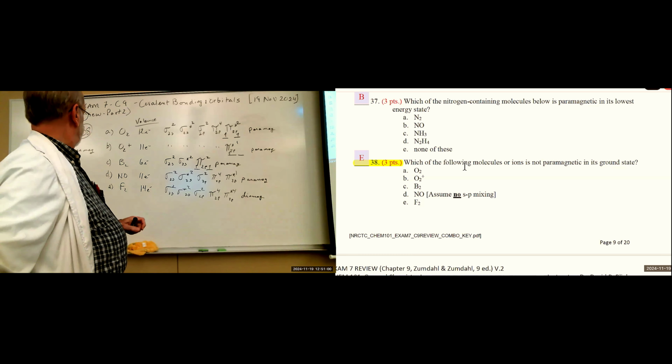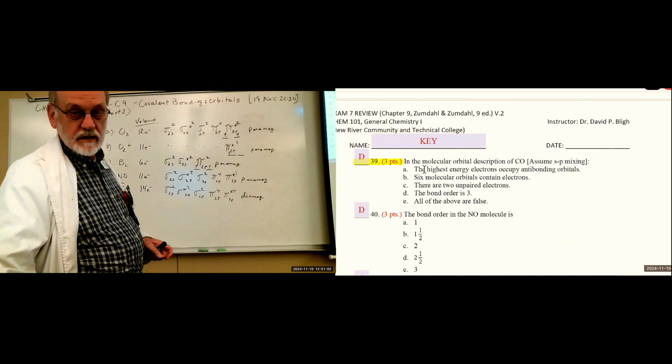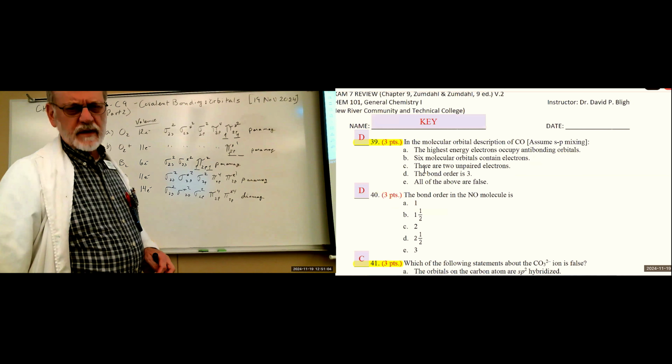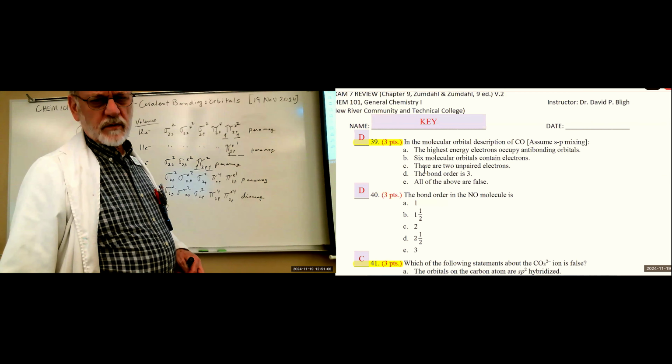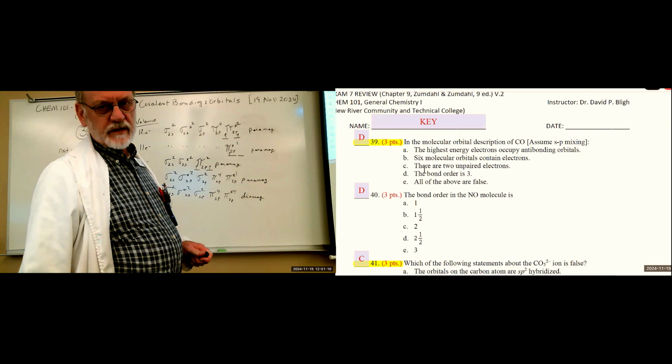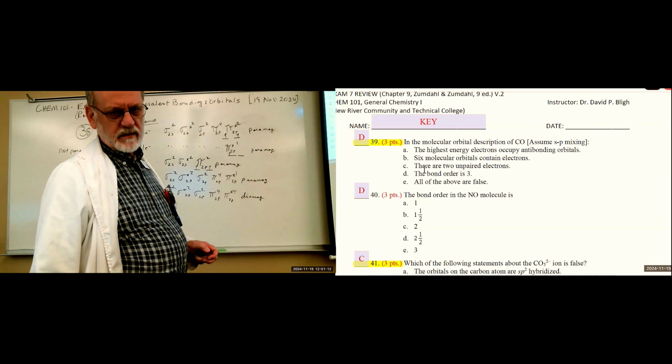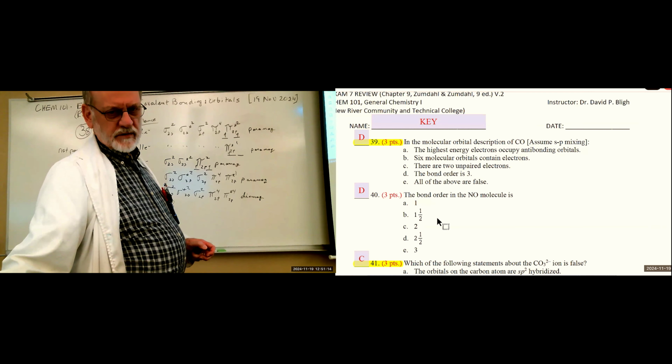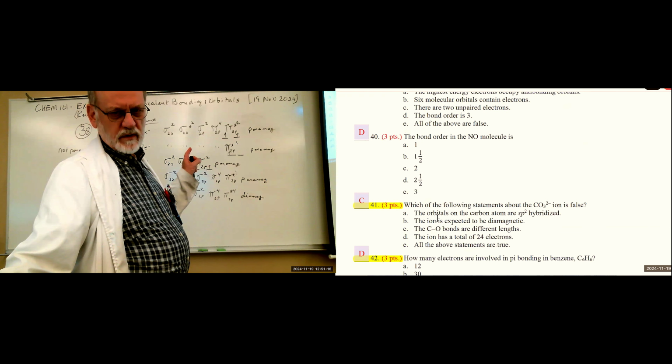Right. It's 38. Let's check out 39. In the molecular orbital description of carbon monoxide, assume sp mixing. We'll look down here and see if we're going to need these anymore.